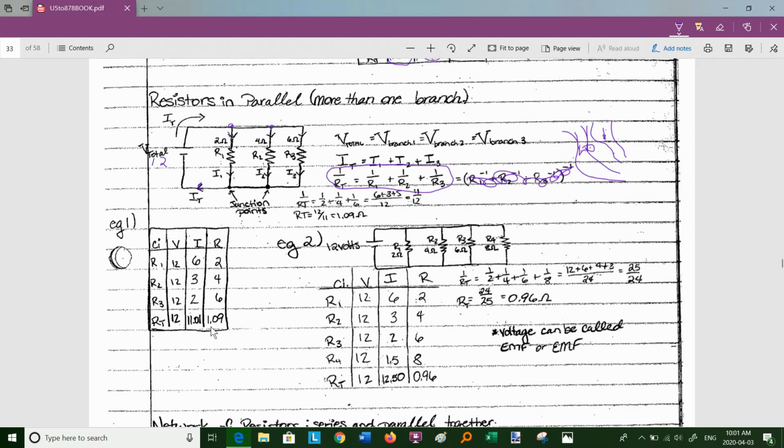So now that I know the total resistance is 1.09 ohms, notice that it is less than the resistance of any of the individual resistors in any of the branches. And that has to be the case because of the reciprocal relation here. If you get a total resistance that's more than any of those resistors, then you've made a mistake. So you got the total voltage, 12 volts, and the resistance, 1.09 ohms. So my current is V divided by R, and you get 11.01.